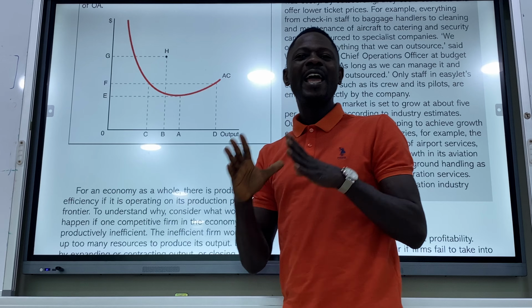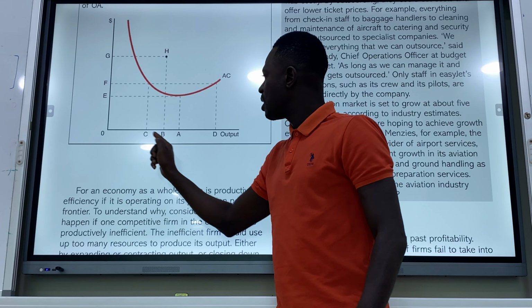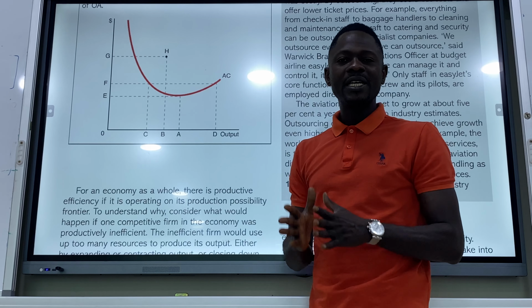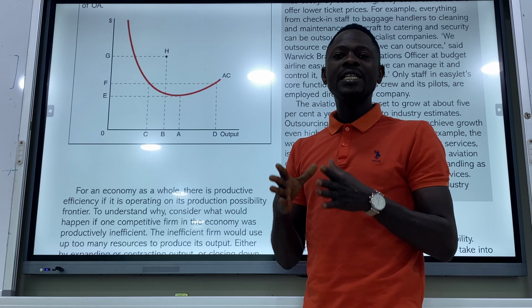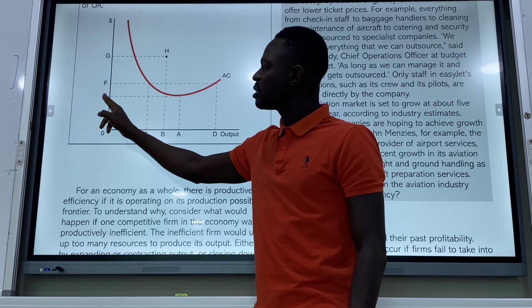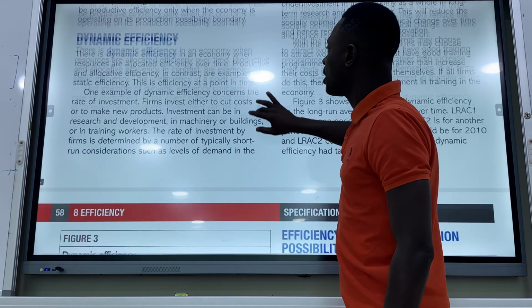OB, OG represents X-Inefficiency for a firm. That is the point there. Why does it represent X-Inefficiency? It represents X-Inefficiency because the actual cost is higher than the possible cost of production. Then we continue further, we go further.